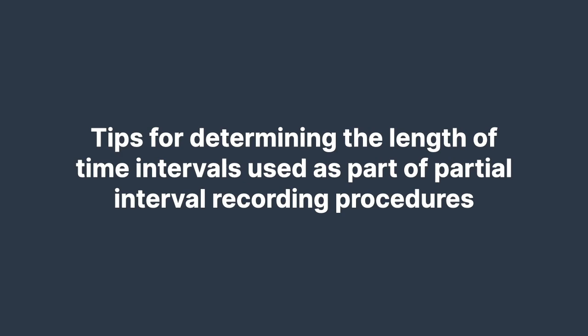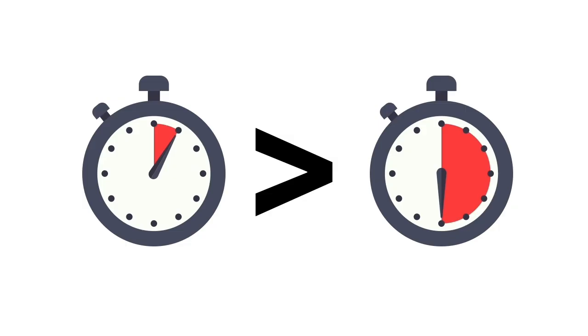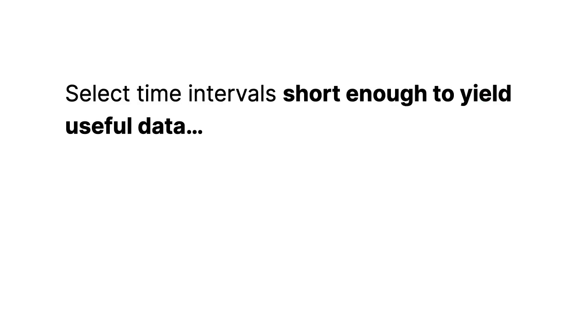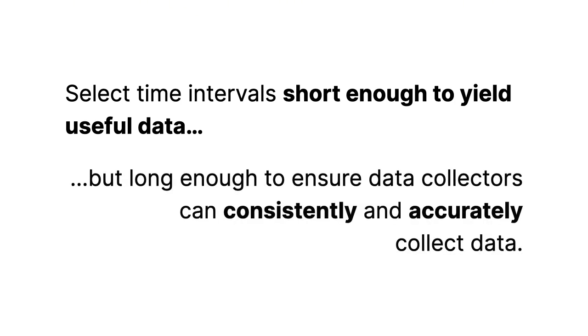Now let's cover a few tips for determining the length of time intervals used as part of partial interval recording procedures. Generally speaking, shorter time intervals allow us to collect more precise data. However, shorter time intervals also require more effort on the part of the data collector. This is especially important to keep in mind when classroom teachers are tasked with collecting data as well as facilitating instruction for their students. In classroom settings, we are always balancing precision and feasibility with regards to data collection. In other words, we want to select time intervals short enough to yield useful data, but long enough to ensure data collectors can consistently and accurately collect data.